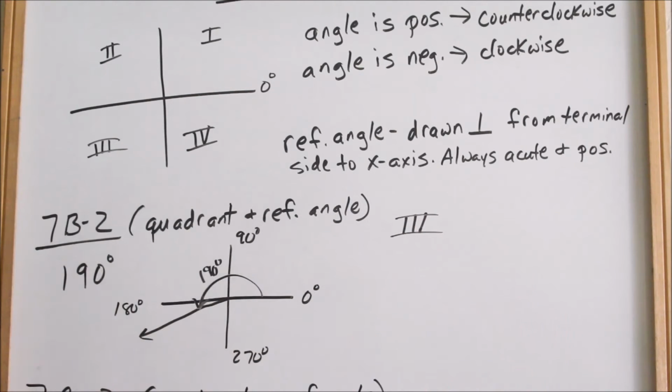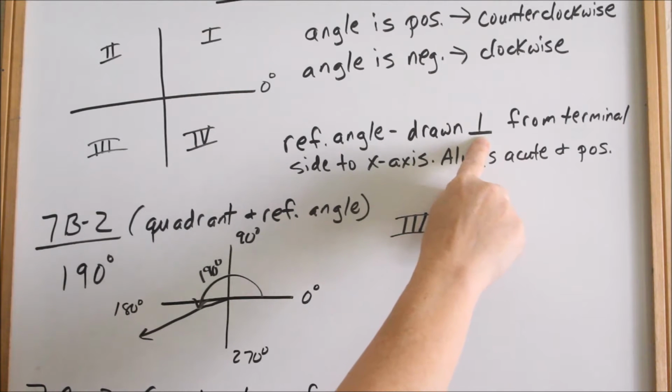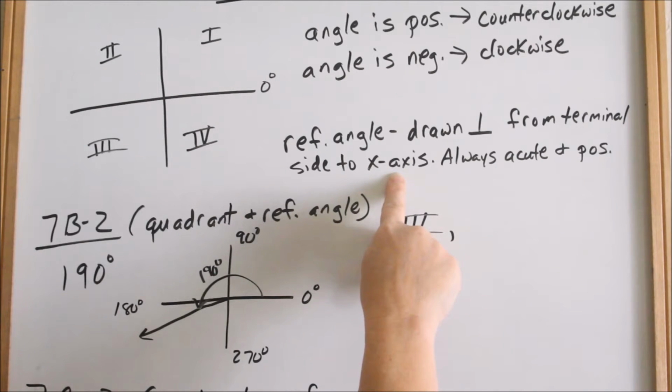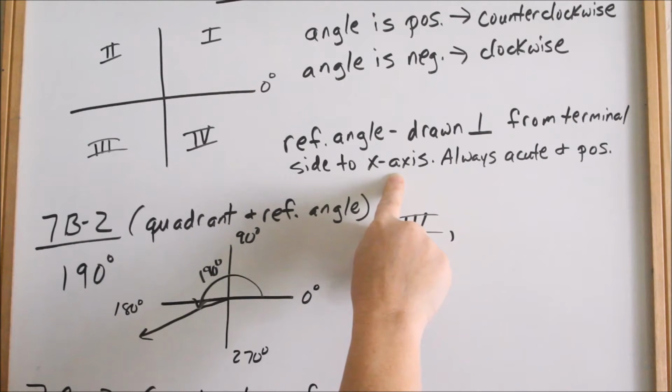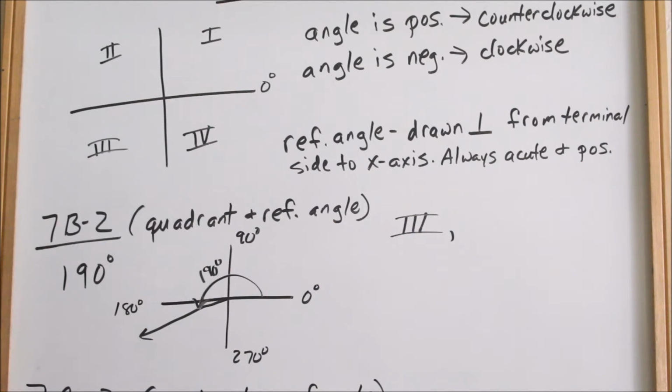And again, just in general, they use Roman numerals for quadrants. If you're using a regular number, no big deal. So then we have to say the reference angle. By definition, a reference angle is drawn perpendicular, or you draw a perpendicular line from the terminal side to the x-axis. So if there's one thing I can drill in your head, a reference angle is always drawn to the x-axis. And the reference angle is always an acute angle, meaning it's less than 90 degrees, and it's always positive.